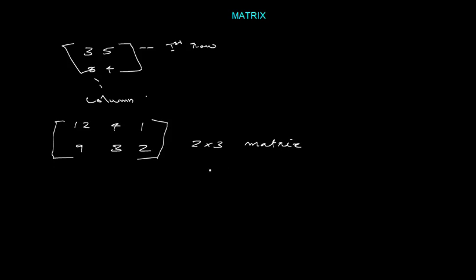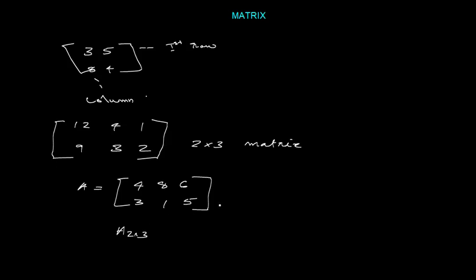Always we name a matrix by an uppercase letter. For example, A is equal to 4, 8, 6, 3, 1, 5. The name of this matrix is A and it contains two rows and three columns. So we can write this as matrix A, a 2 by 3 matrix.